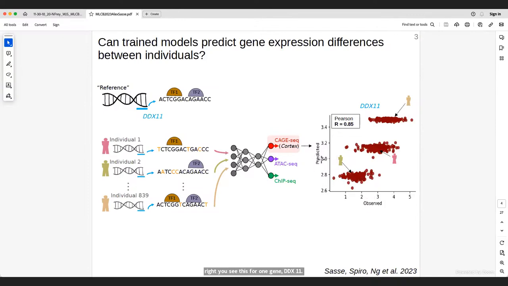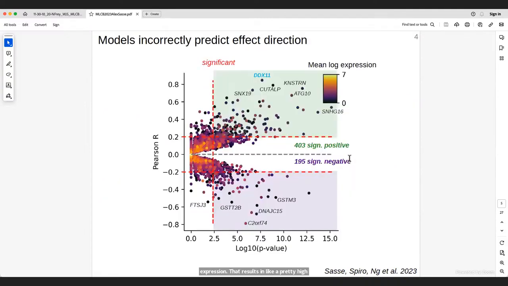You see the measured values on the x-axis and the predicted values on the y-axis, and you can see that the model is able to identify clusters of people with high, medium, and low expression. That results in a pretty high correlation value. But when we did this for 6,000 expressed genes in frontal cortex, we observed that there's a 50-50 chance that the model either gets a positive or a negative correlation. However, the interesting thing is that even though it's a negative correlation, a lot of these negative correlations were also significantly strong. When we investigated this further, we had this idea that the model potentially learns false regulatory grammar that would give it the wrong direction of the effect.